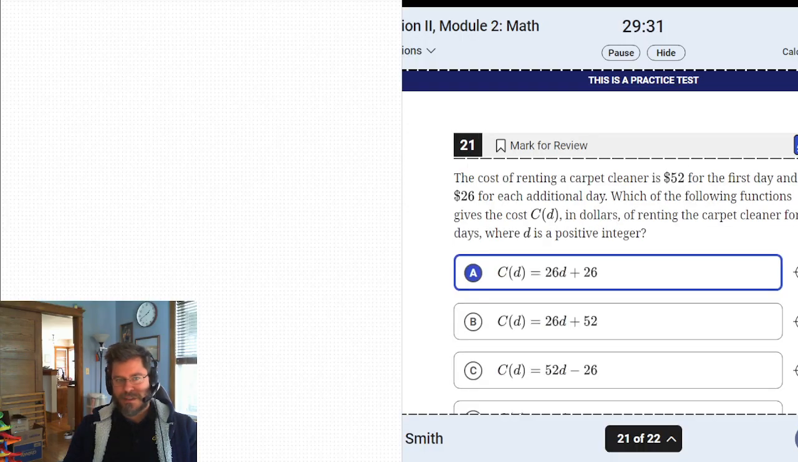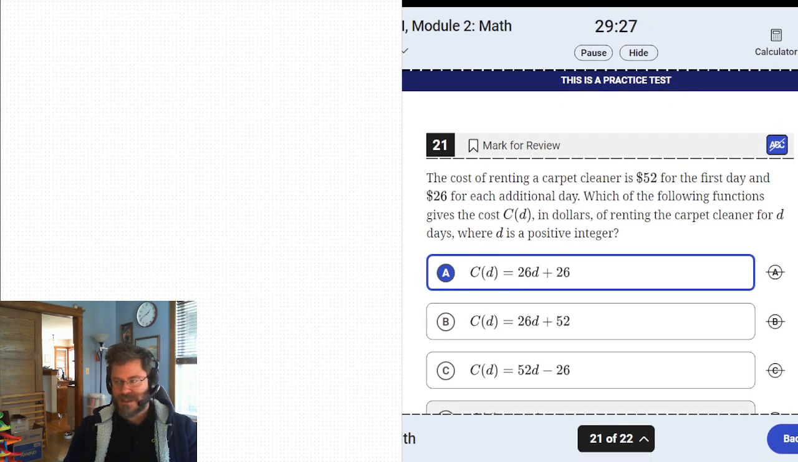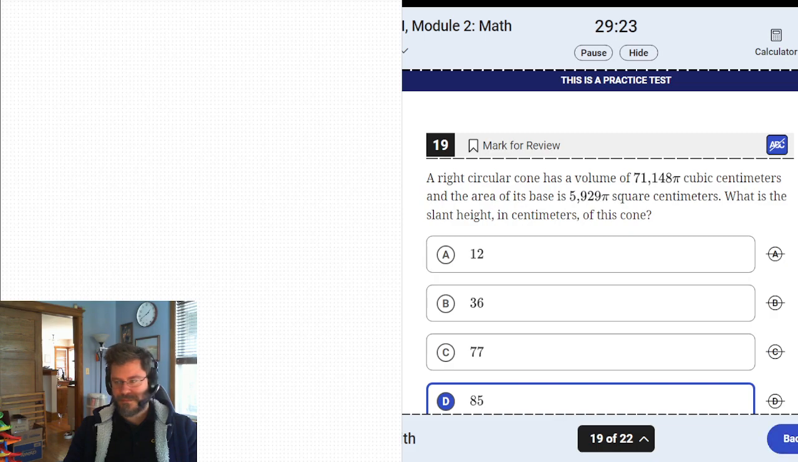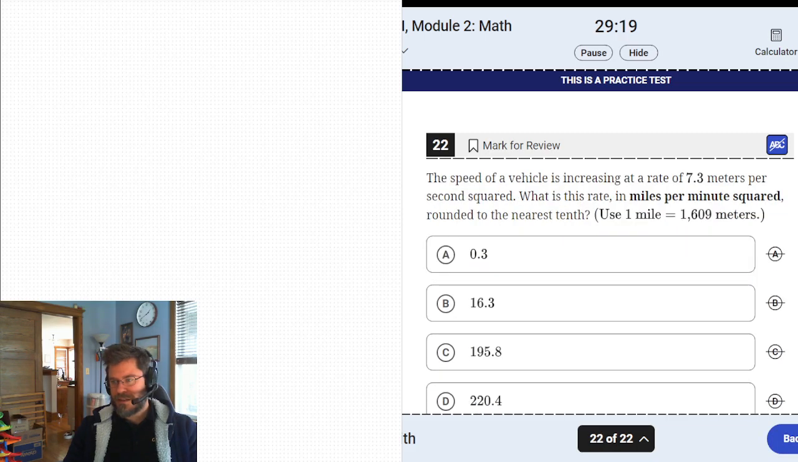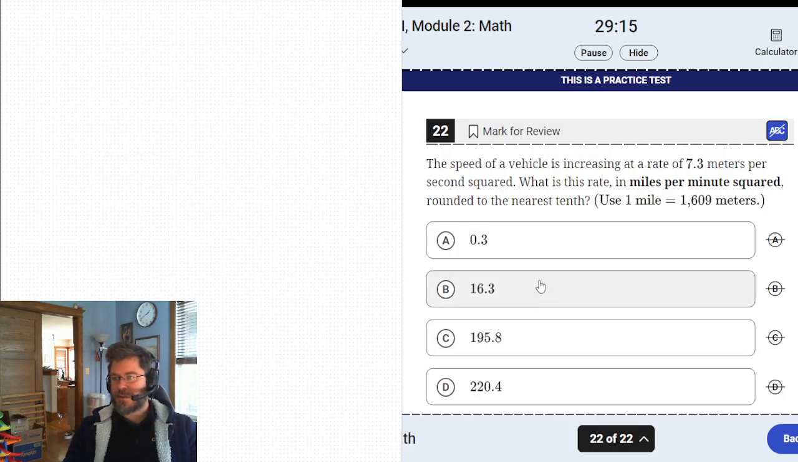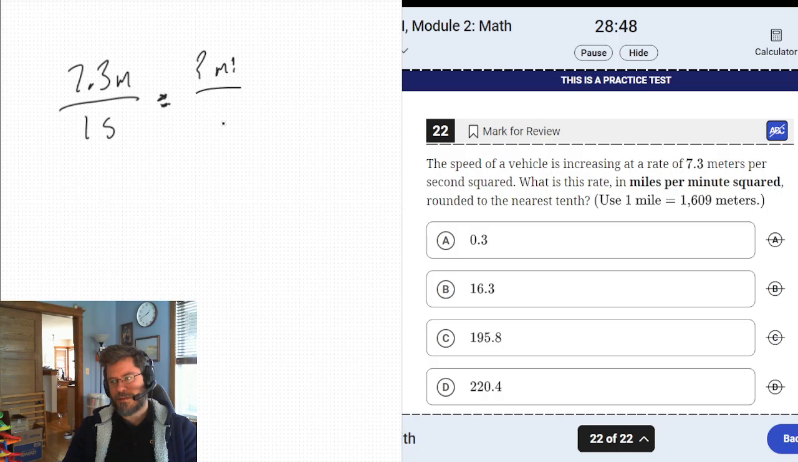All right. I just realized you guys might not have been able to see some of these questions. Anyhow. Speed of the vehicle is increasing at a rate. So that's not the speed, that's kind of the slope, but this is a unit conversion. Miles per minute. They give it to us in meters per second. So 7.3 meters per second squared is equal to how many miles per minute squared? All right, we'll call that x.